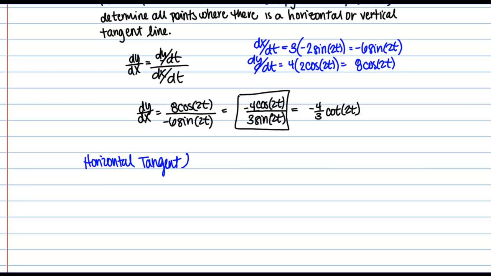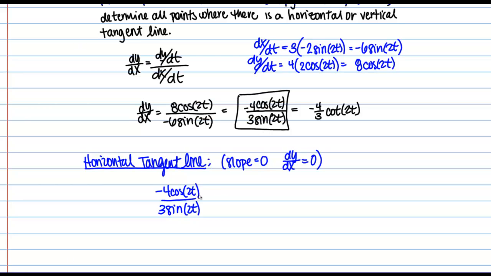Now a horizontal line is going to have a slope of 0, which means that I want to look for the points where dy/dx, which is the slope of the tangent line, equals 0. Now, what I have here is a fraction, right? Negative 4 cosine of 2t over 3 sine of 2t.